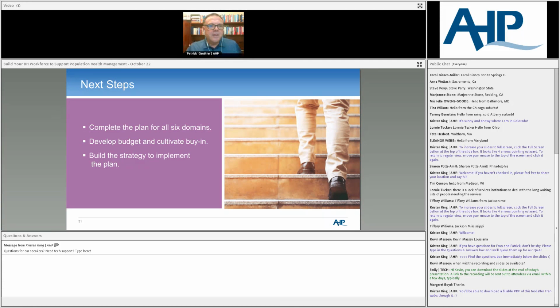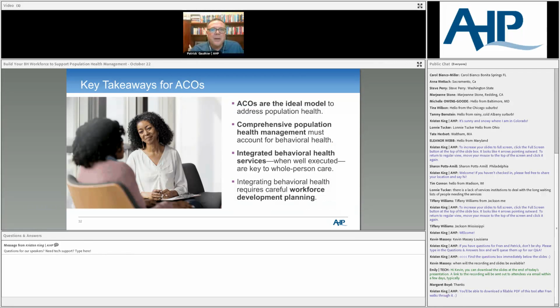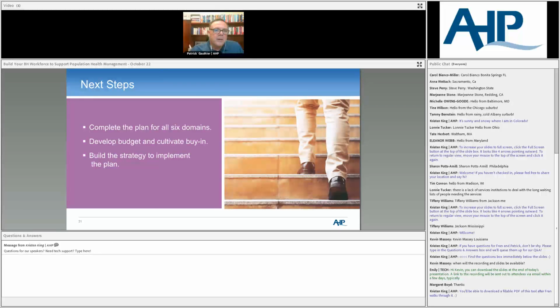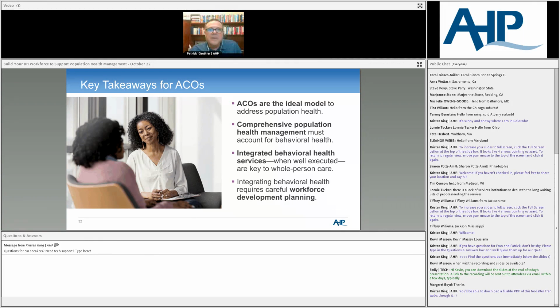Okay. All righty. Well, I think we've got a sense of what the next steps are. For anybody who's interested, they're up on the screen. Complete the plan for all 6 domains once you've downloaded the tool. Be sure to develop a budget around what it is that you're doing and cultivate buy-in, and then develop a strategy to implement that plan. I think the other thing I'd like to say about everything that we've been talking about today is that there's just no question in my mind ACOs are an ideal model within which to address population health.